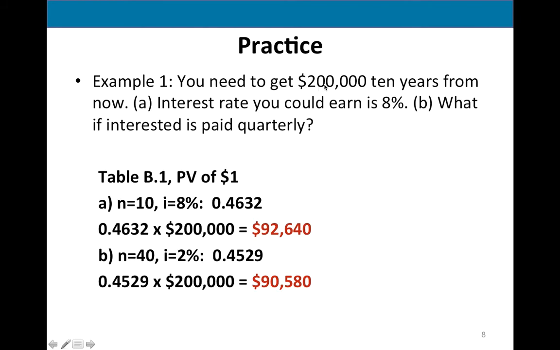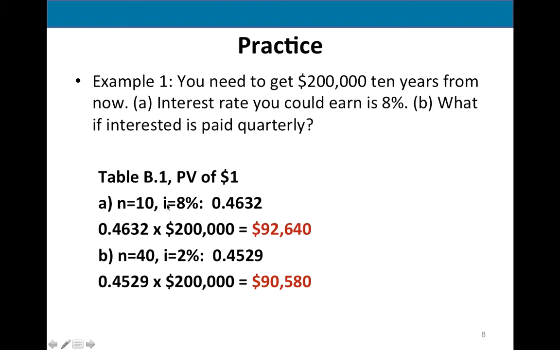I know future value, right? So I'm going to be discounting. My future value is $200,000. My present value is a question mark. You always have to have N for periods. Right here, 10 years from now, that's the number of periods. The interest rate you could earn is 8%, right?